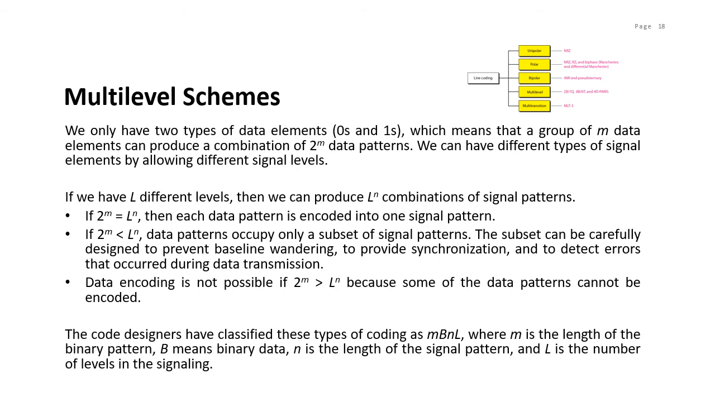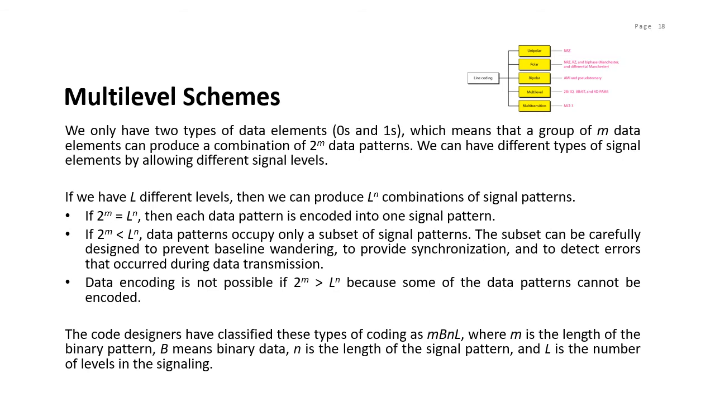But if 2 to the power of m is less than L to the power of n, data patterns occupy only a subset of signal patterns. The subset can be carefully designed to prevent baseline wandering, to provide synchronization, and also to detect errors that occurred during data transmission. And data encoding is not possible if 2 to the power of m is greater than L to the power of n, because some of the data patterns cannot be encoded.